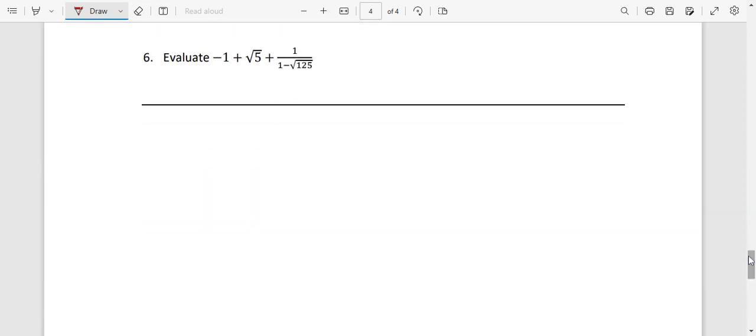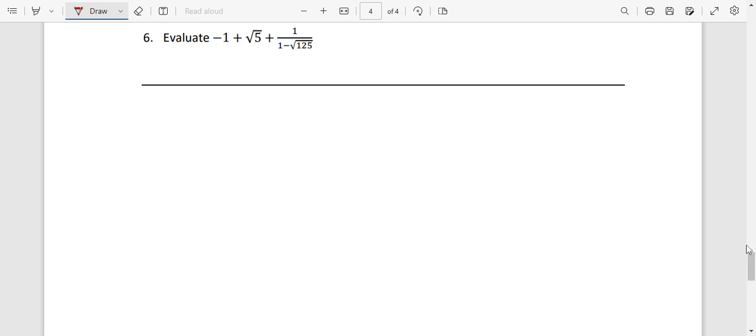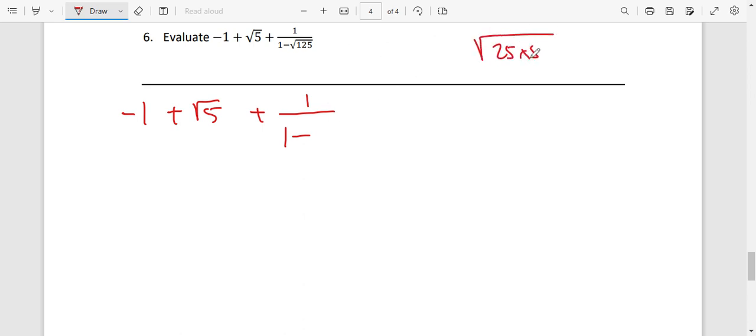Okay, and the very last question in this tutorial here. Evaluate negative 1 plus square root of 5, plus 1 divided by 1 minus square root of 125. Now 125, if you divide 125 by 5, you're going to get 25. So square root of 125 is the same as square root of 25 times 5. Square root of 25 is a 5, and then root 5.